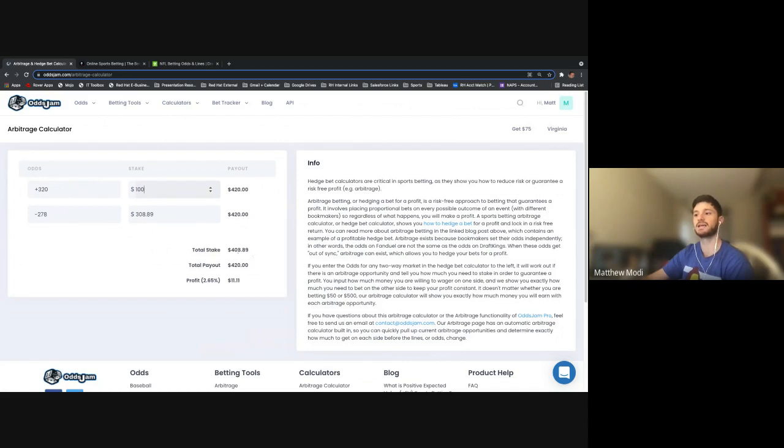So the total stake is actually 408. Let's say I have $1,000 that I want to put on this bet. I know I'll make about 2.65% back. What I want to do is just do some math. If a 100 stake on the plus 320 is at 400, I know that 200 will be around 800 something. 250 will be too much. So let's go with 245. And there you go. $1,001. I can avoid the extra $1,000.